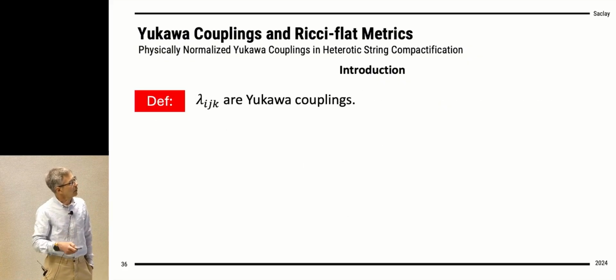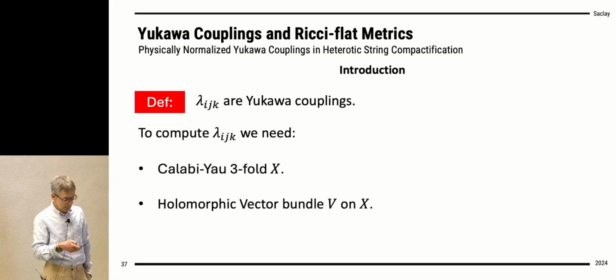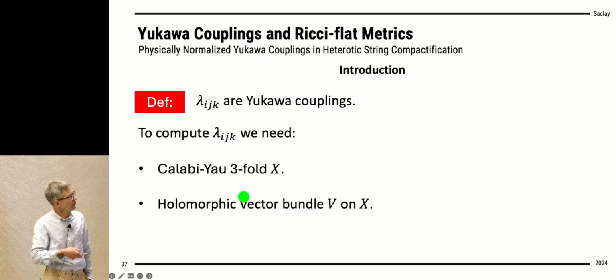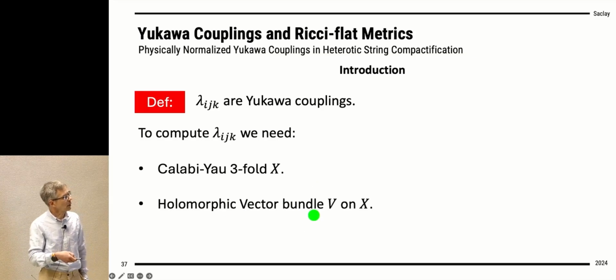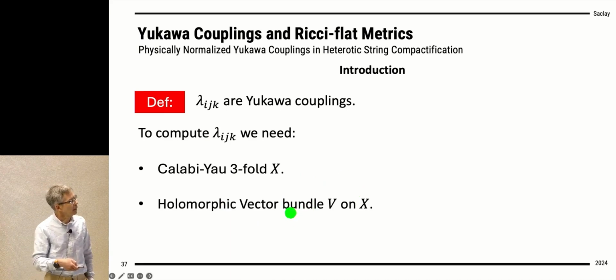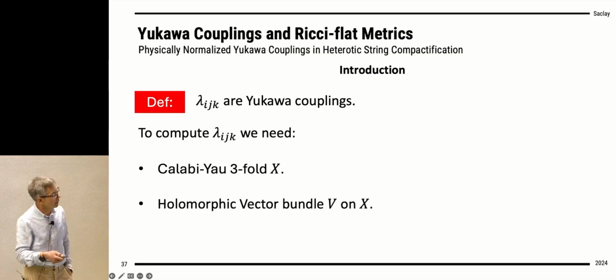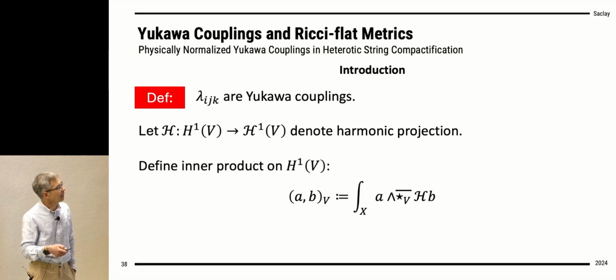Okay, so these are the Yukawa couplings. We need to pick a Calabi-Yau. So we could pick a Calabi-Yau that we have looked at earlier, let's say the quintic, and we then also have to pick what's known as a holomorphic vector bundle. This is going to tell you about the gauge theory that's going to be left over after the E8 cross E8 compactification. Okay, so let me try to move pretty quickly here because we don't have that much time.